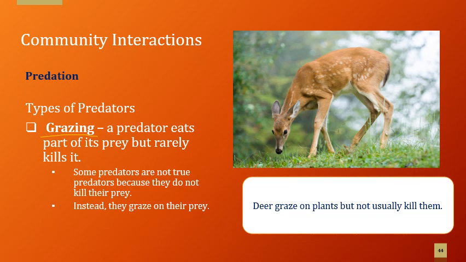Okay, some predators are not true predators because they do not kill their prey. Instead, they graze on their prey, because a plant is also an organism. And kapag herbivores such as these deer graze on plants, yung plant, hindi naman siya actually mamamatay. Okay, part of the plant lang ang mababawasan, but as time passes by, mag-grow din yun. So grazing is a type of predation.